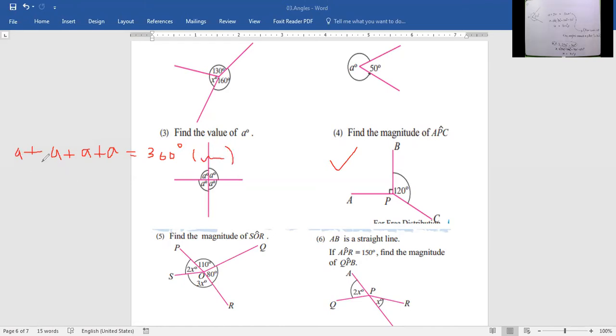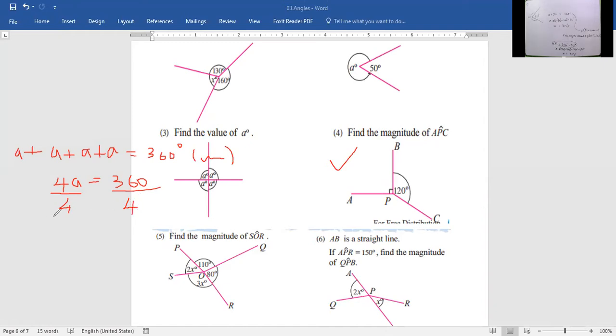Right here you have A plus A plus A plus A. All together you have 4 A's, right? 4A equals 360 degrees. Then you need to remove this 4. How do you read this? 4 times A. Times means multiplication. In between this 4 and A, you can find multiplication. What is the opposite thing of multiplication? It is division. So you have to divide both sides by number 4.